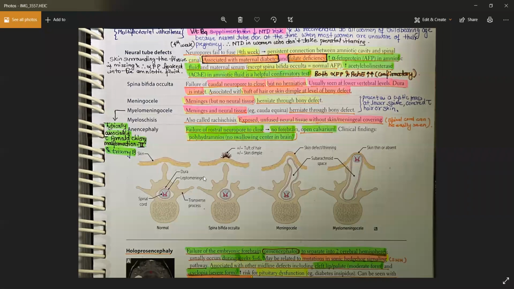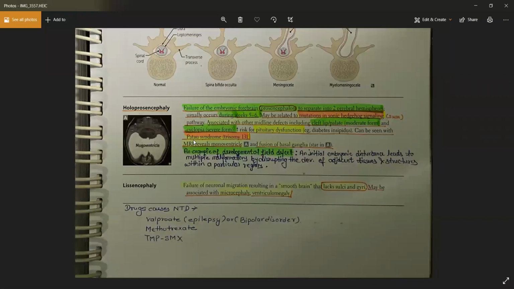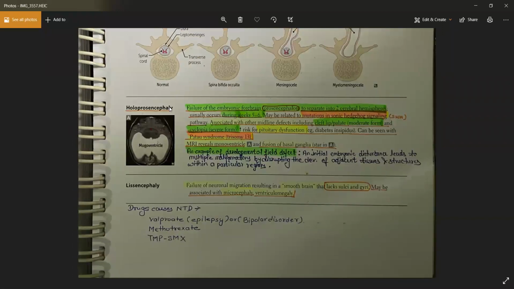Then you have another condition, which is the holoprosencephaly. In a normal human, you will have two cerebral hemispheres, but in this condition the cerebral hemispheres fail to divide. The separation of the two hemispheres is absent. You will have a single hemisphere. It usually occurs at 5 to 6 weeks.